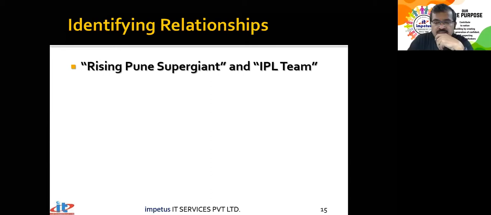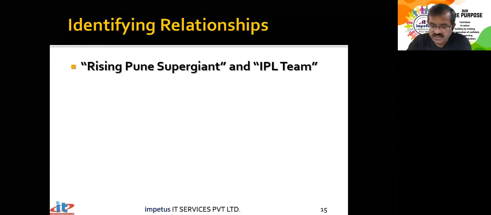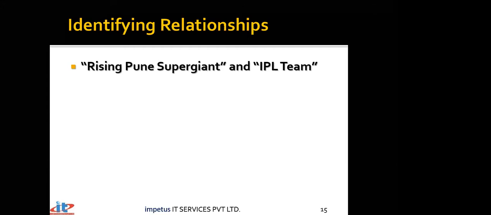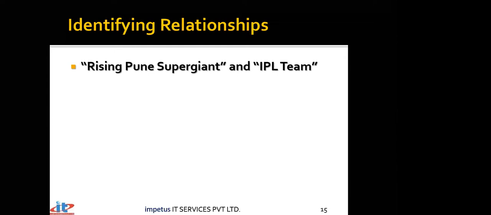Therefore composition. Yes sir. Composition needs part-of and has-a. Is there a part-of and has-a relationship here? Rising Pune Supergiant is a part of IPL team. Okay, so that's Aman's explanation. Does anybody agree with Aman's explanation? No sir. Why not?